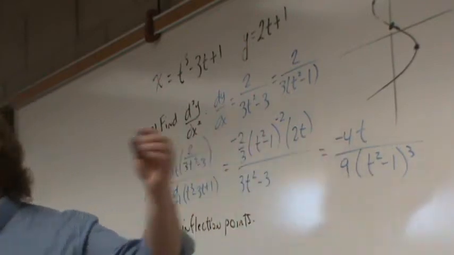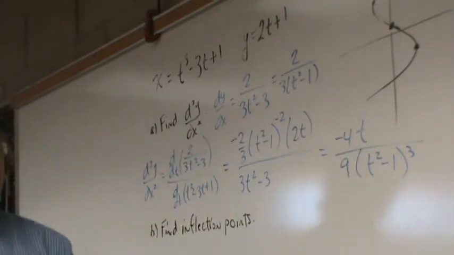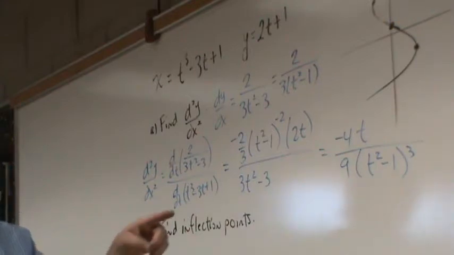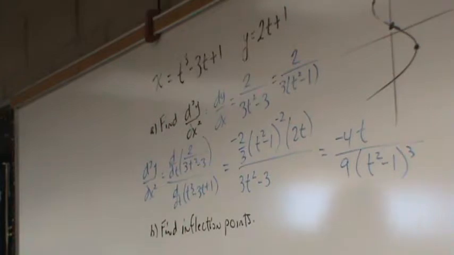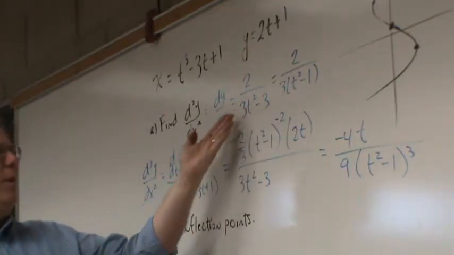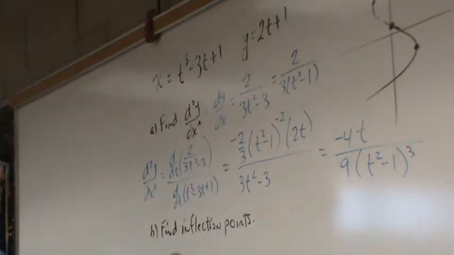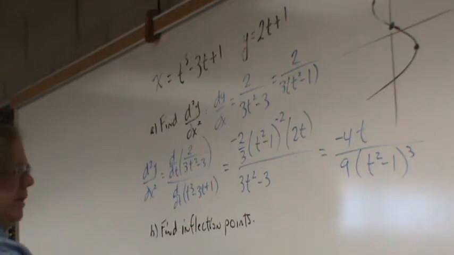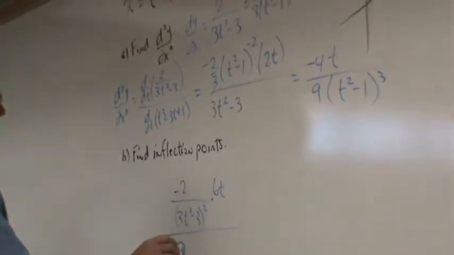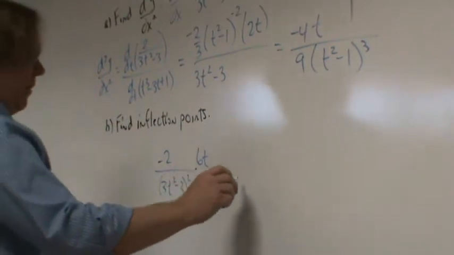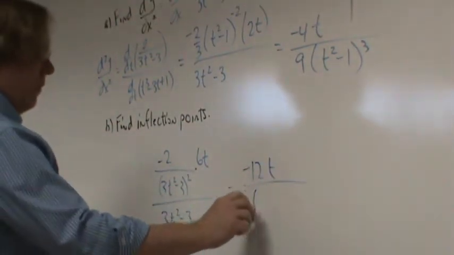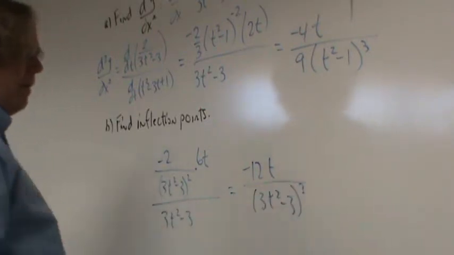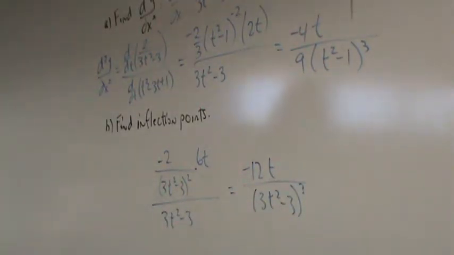Did anyone get something that looks like this? Okay, yay, Lauren. One way to check, let me just stop for a second. Does anyone need to catch up? Did anyone, instead of what I got, keep the 3 with it all? So you ended up with negative 2 over 3t squared minus 3 squared times 6t, over 3t squared minus 3, so you end up with negative 12t over 3t squared minus 3 to the 3rd power. Is that correct? Did anyone get that?